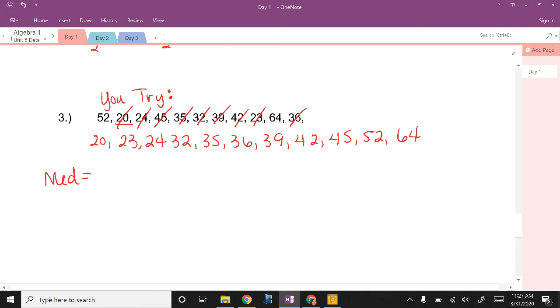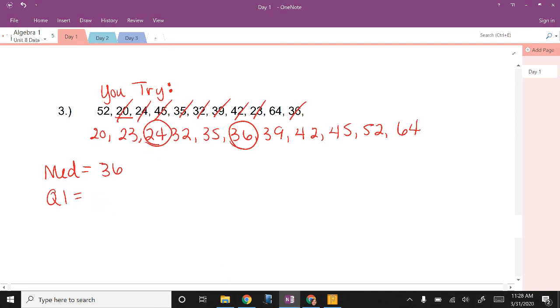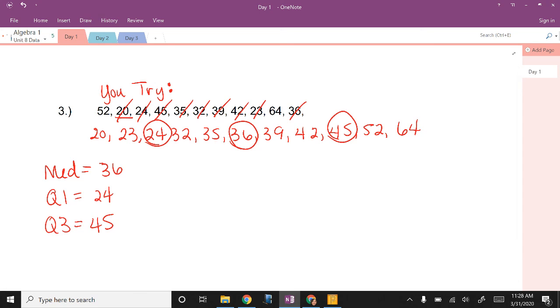So you can use your fingers and go inward if you would like. I believe 36 is the median. So there should be 5 numbers on each side. So 36 is the median. So my Q1 number is going to be the median of the first side of the data to the left of the 36, which is 24. And my Q3 number is going to be the median on the right side of the data to the right of the 36, which is going to be 45. So see how much quicker it is when you have an odd amount of data. Can't always be that way, but it's lucky when it is.